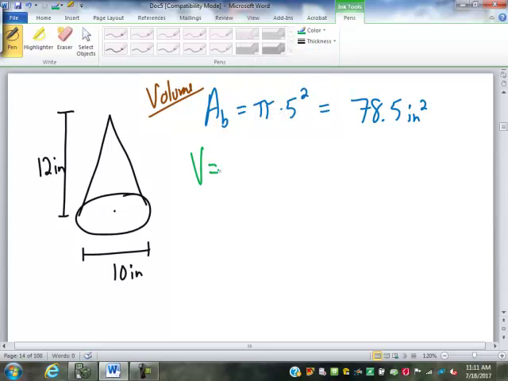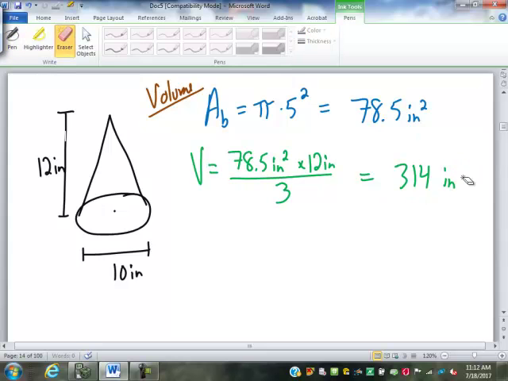How do we find the volume from that? 78.5 inches squared times the height of 12 inches. Just like the pyramid, though, we divide by 3 because it goes to a point. It's not a continuous object. It comes down to a point, which is 314 cubic inches, I should say. That would be our volume.